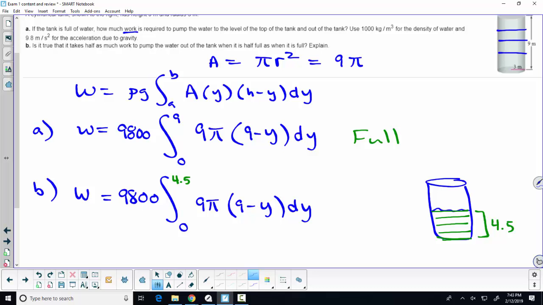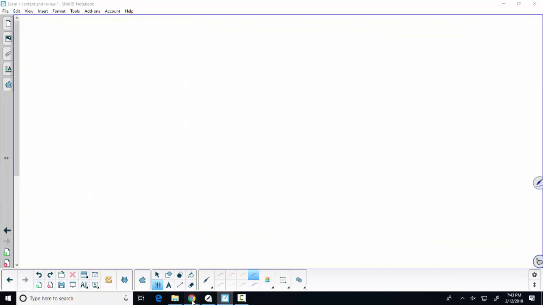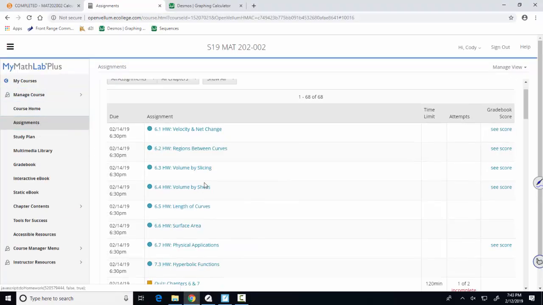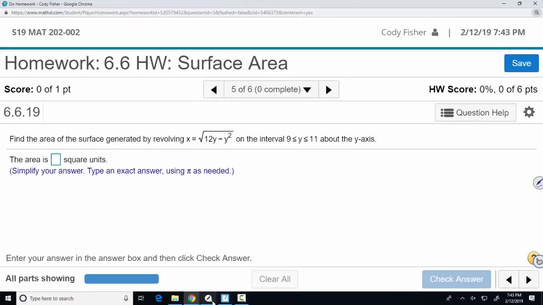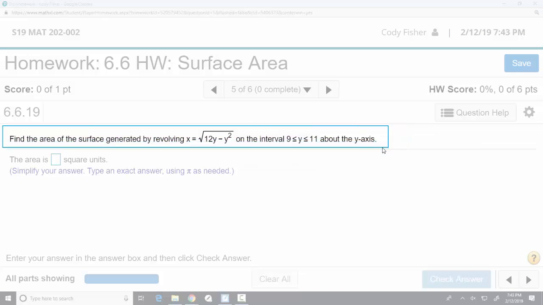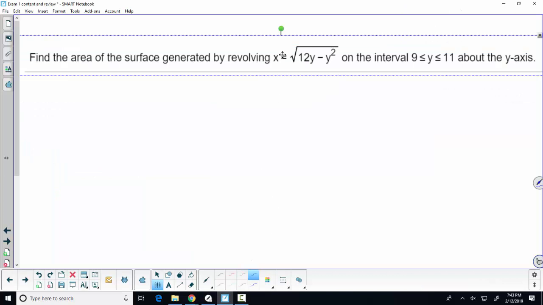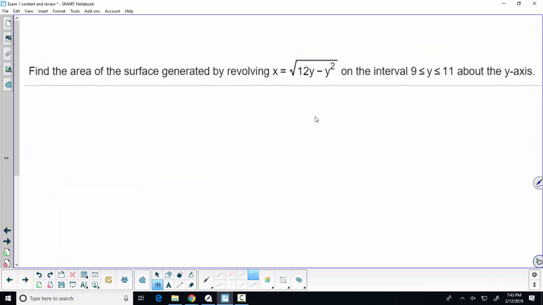Yeah. 6.6, number 5. Y-axis, surface area, always with respect to the axis of revolution. For surface, right?